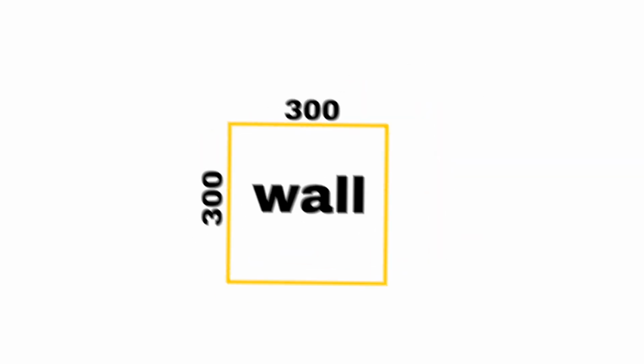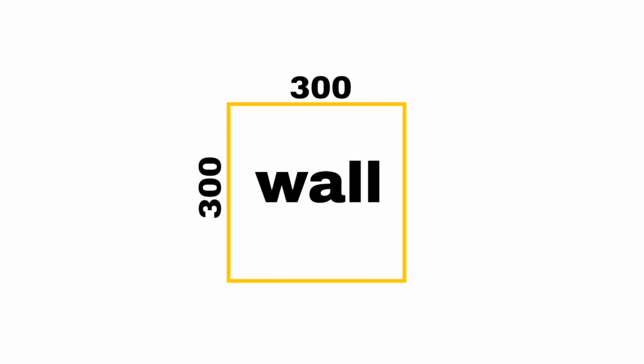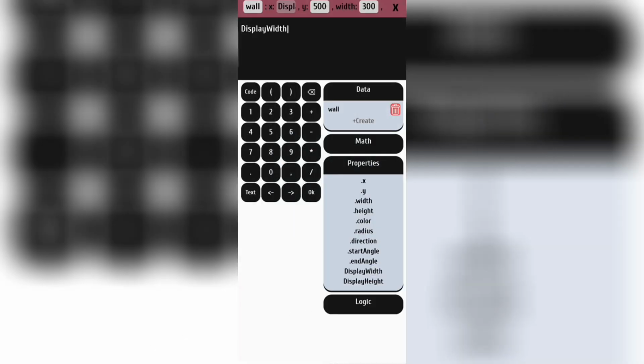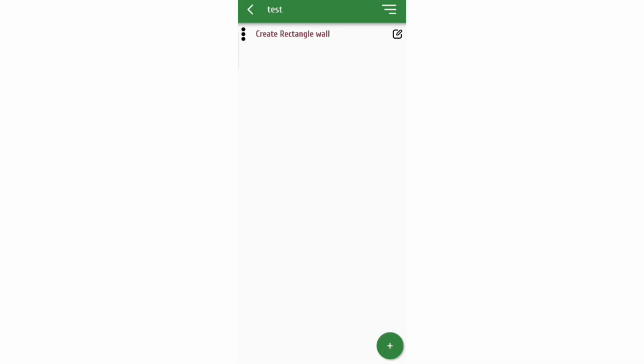To position our object in the center of the screen, let me explain the coordinate system in the program. The top left corner of the screen has coordinate 0, 0, and the bottom right corner has coordinate screen width and screen height. So the center of the screen is located at screen width divided by 2 and screen height divided by 2. Now let's copy this block and make some modifications.